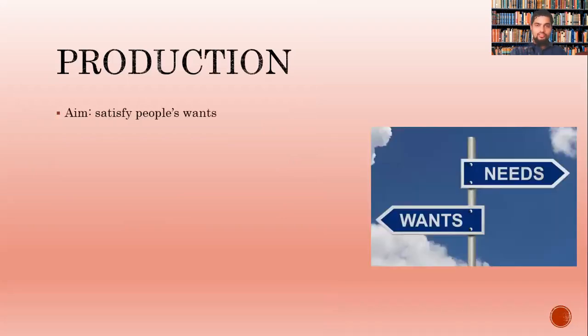Production is one of the main parts of the cycle of an agricultural enterprise. And the main purpose of production is to satisfy man's needs and wants, the things that we need to survive with.